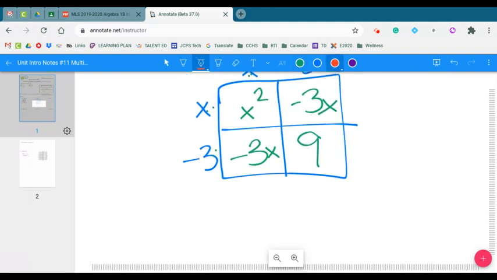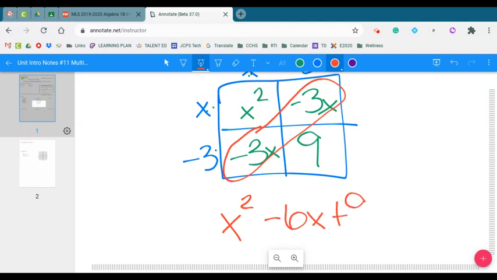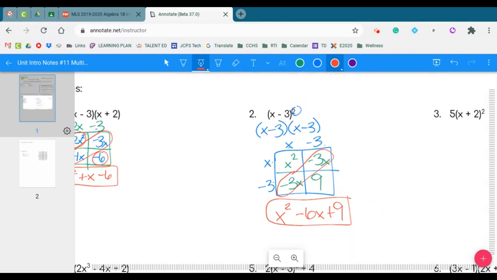Then I write my simplified expression. I have x squared. Combine your diagonals. So negative 3 and negative 3 is going to give me a negative 6x. And then bring down your constant, or your last box. Okay. So that is the second one. Moving on to the third one.